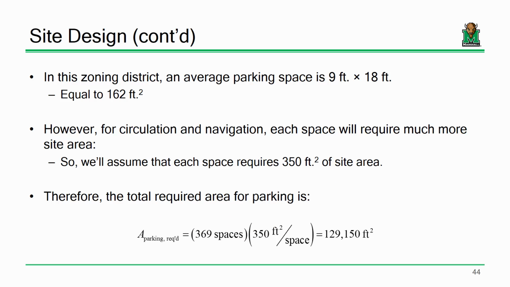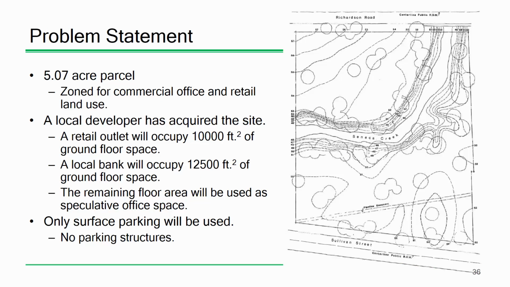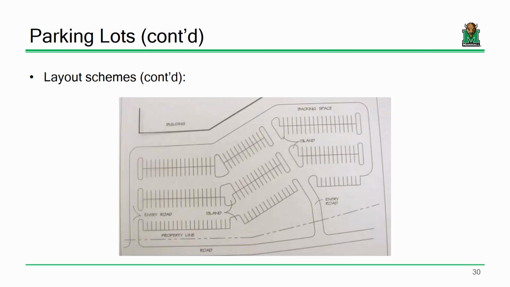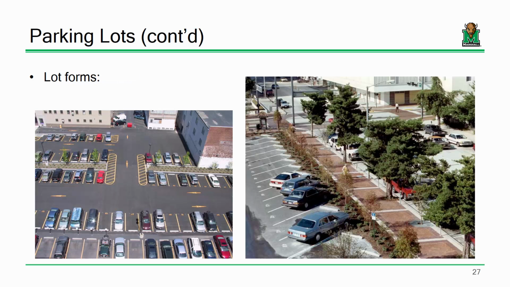All right. Now, in this zoning district, an average parking space is 9 foot by 18 foot, and that's 162 square feet. But I want to go back a little bit. When you're doing the ADA spacing like the parking spaces, don't we need to include bigger? Yeah, you're going to see what I'm talking about in a second, because I'm going to account for that.